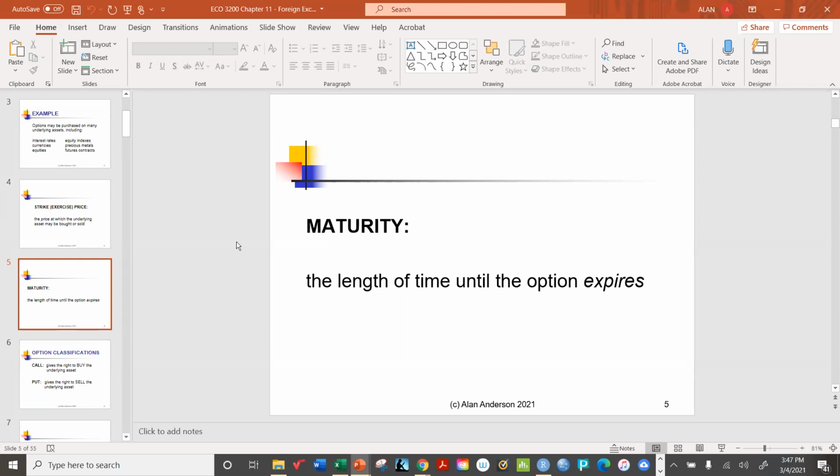Okay. What else do we know about options? Well, I did say earlier that the option gives you the right to either buy or sell an asset in the future. Now, no option gives you the right to do both. It has to be one or the other.